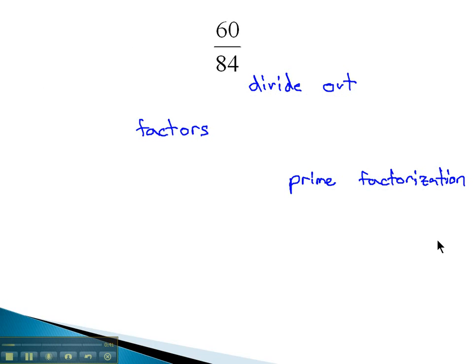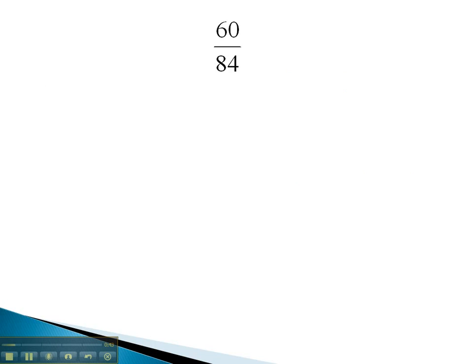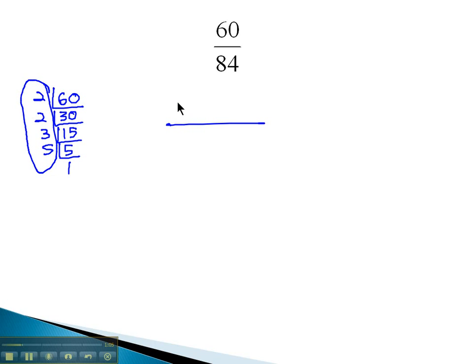Let's consider the fraction 60 over 80. First, we need the prime factorization of 60 and 80, which we can find by dividing out prime numbers. 2 goes into 60 30 times. 2 goes into 30 15 times. 3 goes into 15 5 times. And 5 goes into 5 once. So in the numerator, 60 is 2 squared times 3 times 5.